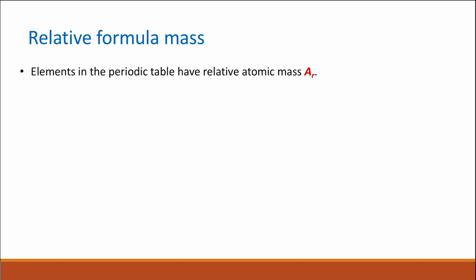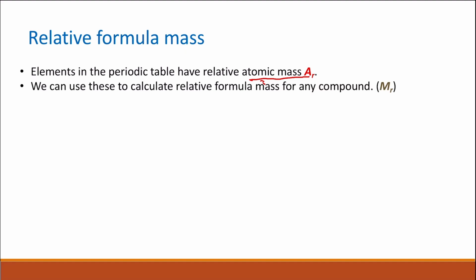Now let's move on to talk about the relative formula mass. So what is relative formula mass? Elements in the periodic table have the relative atomic mass. So we know the relative atomic mass of the elements. So what about compounds, different compounds? Do they also have mass and how can we calculate it?